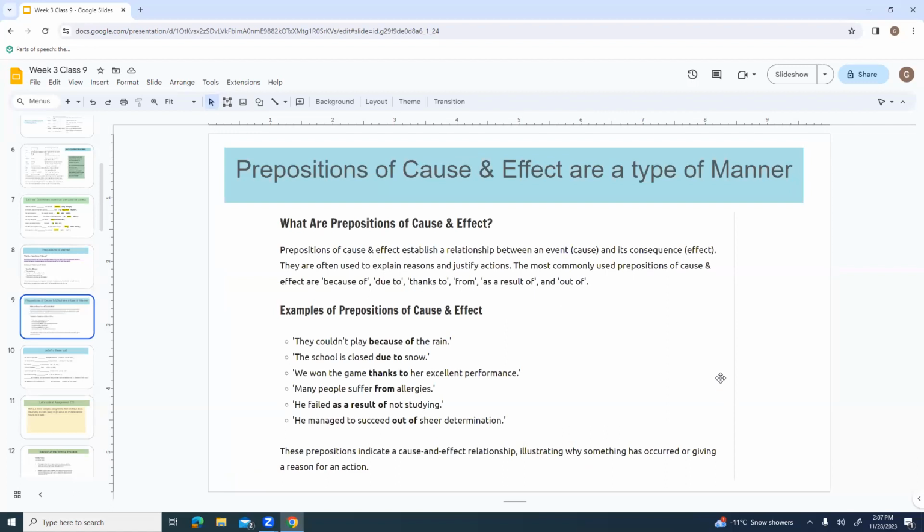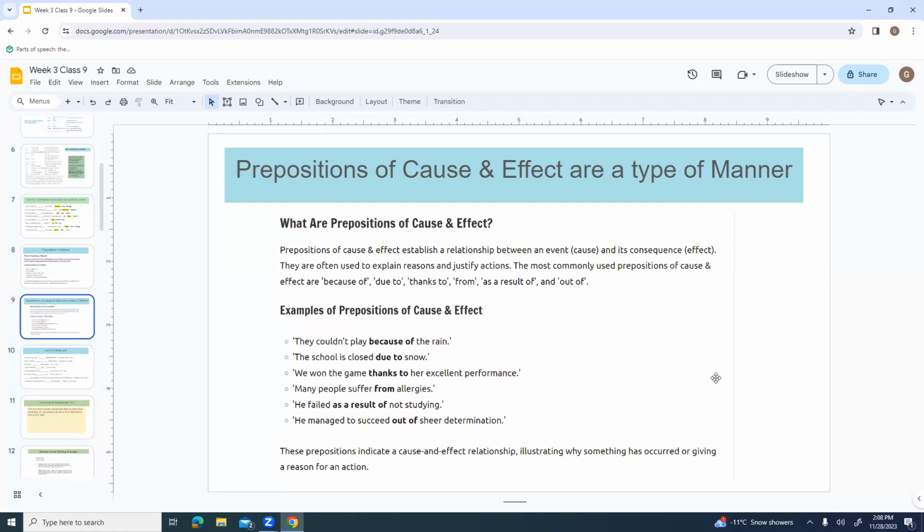Prepositions of cause and effect are a special type of preposition of manner. They generally establish a relationship between an event and its consequence, which is called cause and effect. They're often used to explain reasons or justify actions. The most commonly used prepositions of cause and effect are because of, due to, thanks to, from, as a result of, and out of. So here are some examples in a sentence.